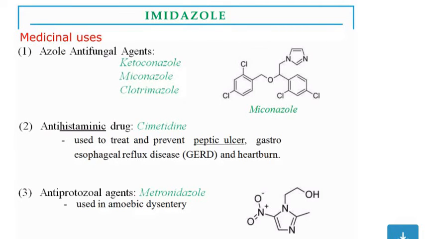Now medicinal uses of imidazole. Azoles are antifungal agents: ketoconazole, miconazole, and clotrimazole. Miconazole, you can see the structure, contains imidazole. Antihistaminic drugs: cimetidine is used to treat and prevent peptic ulcer, gastroesophageal reflux disease, and heartburn. Antiprotozoal agent: metronidazole is used in amoebic dysentery. You can see it contains the imidazole.